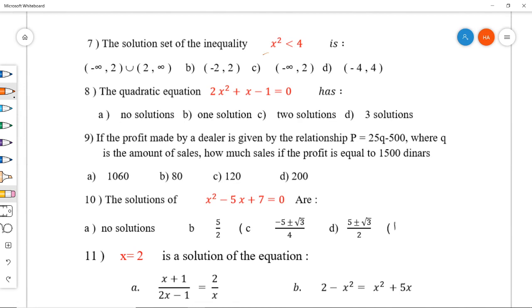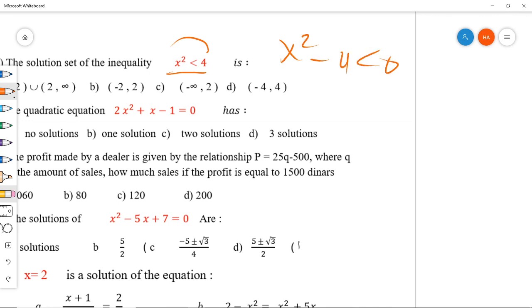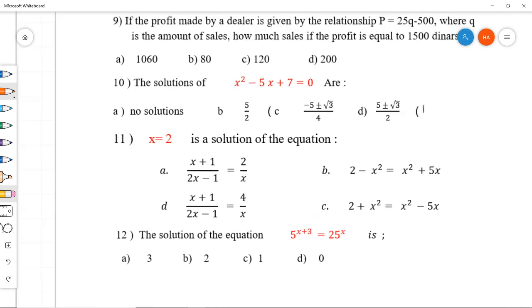Here it is a quadratic inequality, but the right hand side is 4, so we need to transfer it or subtract 4 from both sides. You write it in this form: x square minus 4 less than 0, and you complete it like we learned before.